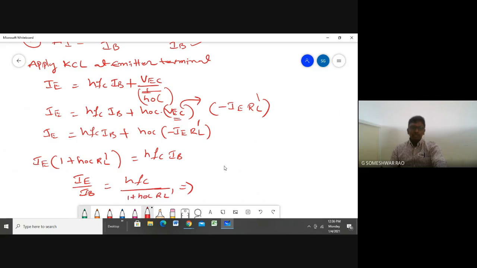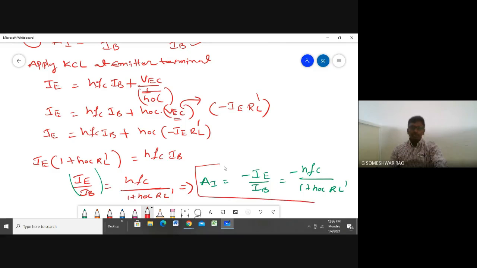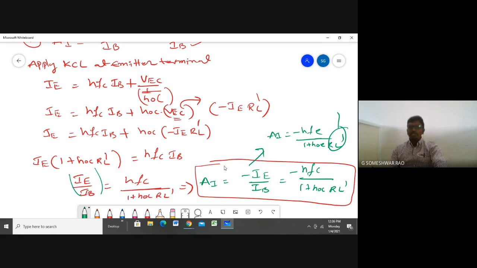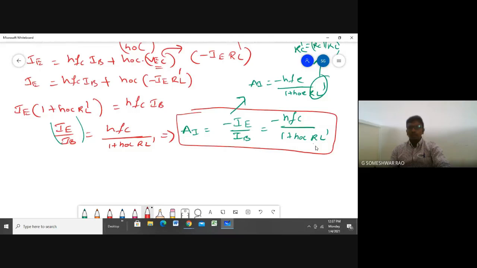But from this, what is actually required? Current gain AI. What is the definition of current gain AI? Minus IE by IB. So the IE by IB ratio we know. Minus IE by IB means minus HFC by 1 plus HOC into RL dash. Now tell me, what is the observation that you made from this? I am comparing this expression with the CE. The CE expression is minus HFE by 1 plus HOE into RL dash. Am I correct? But this RL dash in case of CE is RC in parallel to RL. But in this case, what is this RL dash? RE parallel to RL. Very good. So that means it will vary. RE in parallel to RL will be your RL dash.